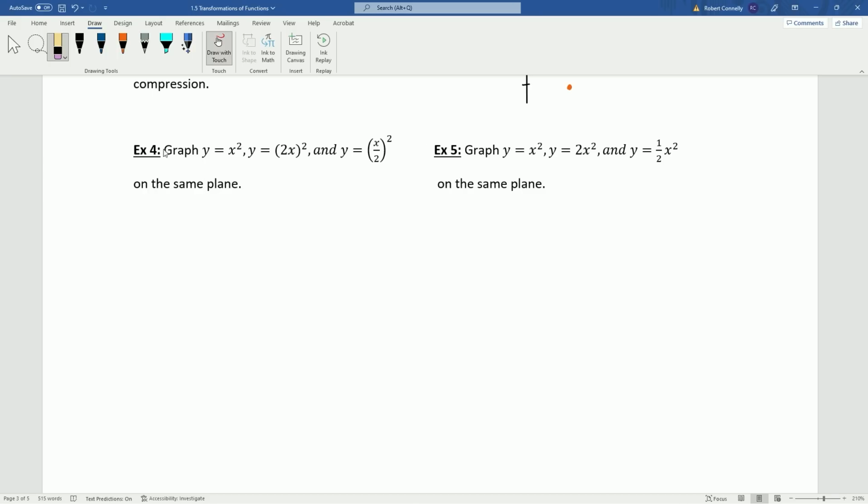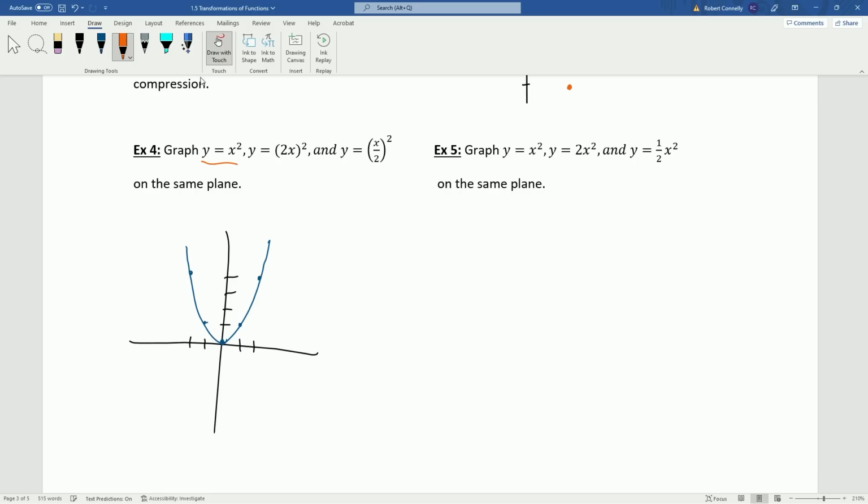Okay, so example 4 here, graph y equals x squared, y equals 2x all squared, and y equals x over 2 all squared on the same plane. So generally with most functions we graph, there will be a couple of basic points that we'll start with. So for x squared, it's always 0, 1, and 2 for the x values, and then it's an even function, so you just mirror them.